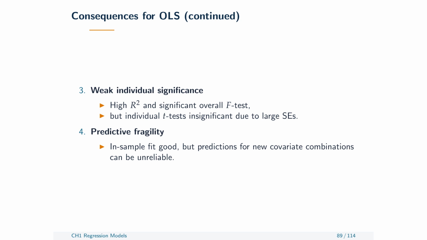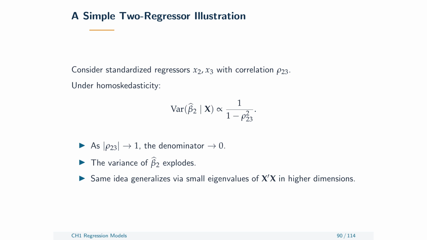For two standardized regressors, the variance inflation for one coefficient is related to 1 divided by 1 minus the squared correlation between them. As the absolute correlation approaches 1, the denominator approaches 0 and the coefficient variance grows rapidly. With many regressors, small eigenvalues generalize this same geometric idea.